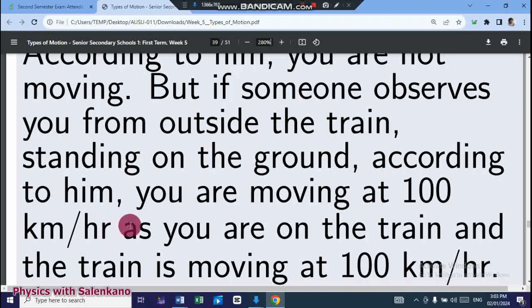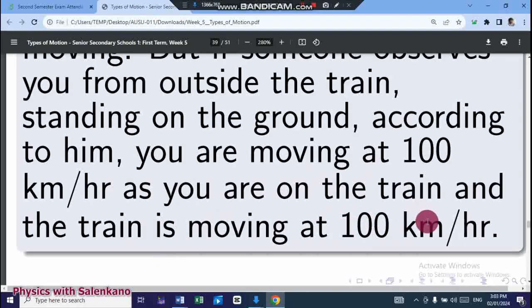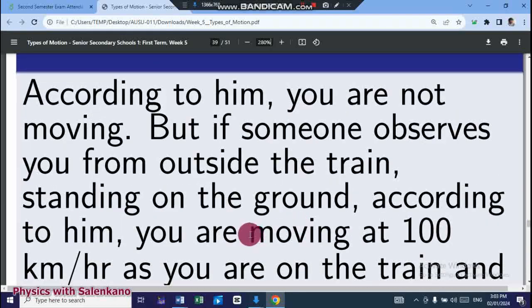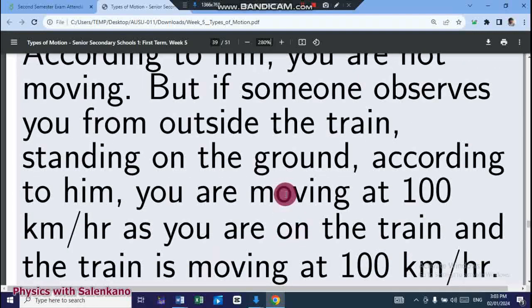You see what we are saying? As you are on the train and the train is moving at 100 km/h, we need to know relative to what we are observing your motion. If it is relative to the car, then you are at rest in the car and you are not moving. Relative to the ground, of course you are moving with the speed of that car, 100 km/h. So we have two things involved: your motion relative to the car is not happening because you are stationary. Your motion relative to the ground, of course you are moving, and you move with 100 km per hour.